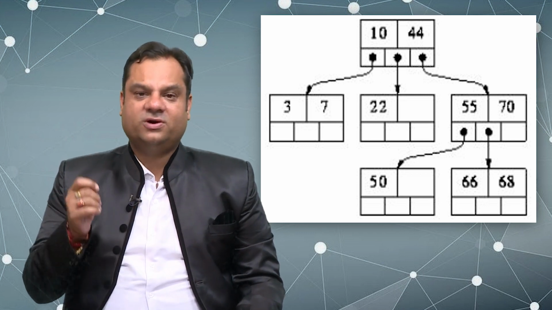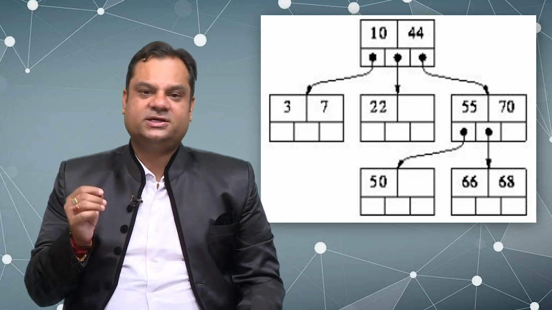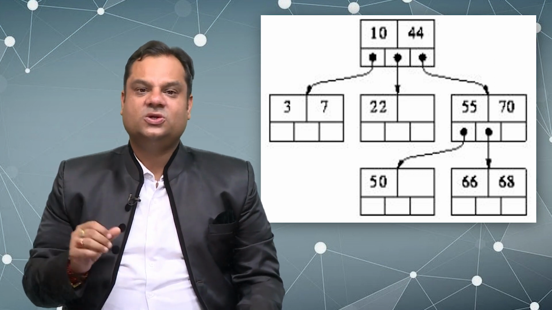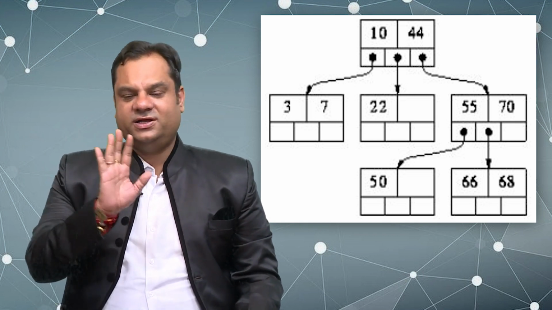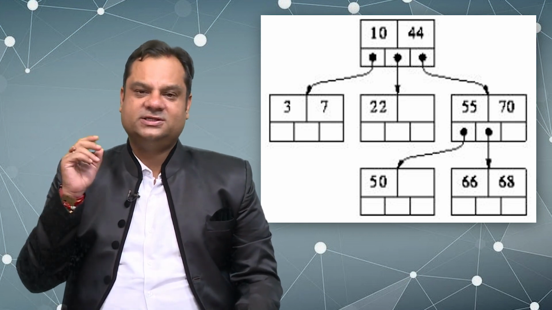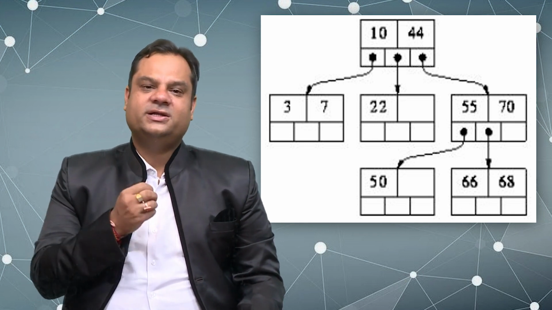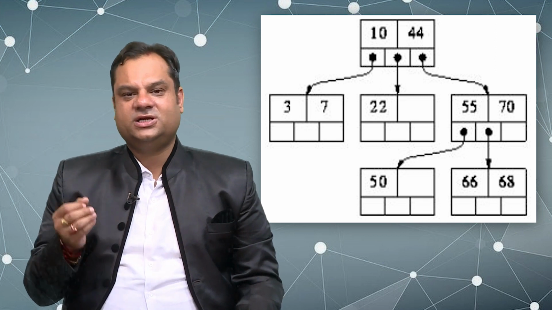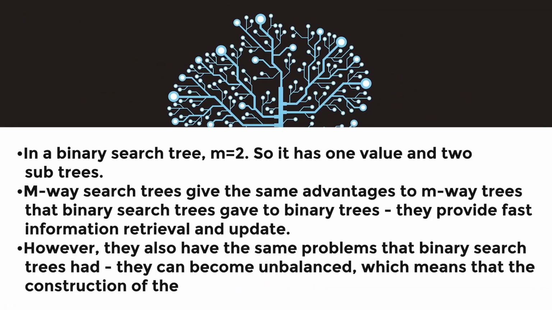I will tell you what is the role of M and what is the role of a child. One by one we can understand the concept of the M-way tree. By this diagram you can understand the overview of the M-way search tree. We insert as per the order; we can insert any item at the root node or an internal node, by the smaller or greater rule, inside that particular tree. Now in a binary search tree, M equal to 2, so it has one value and two subtrees.